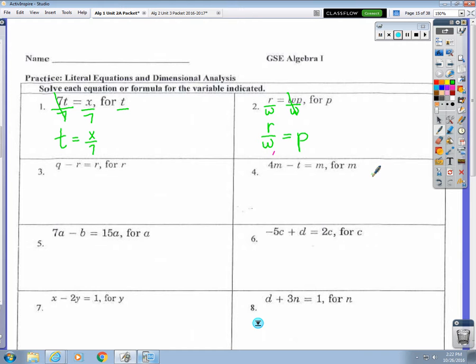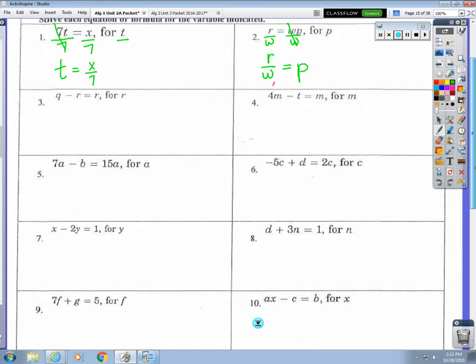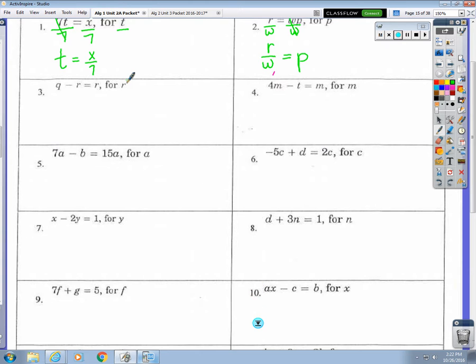Okay, let's get to number 3. We're trying to solve for R. Pay attention, they're getting a little different. We're trying to solve for R, but look, we have R here and an R here. Isn't this a negative 1R and that's a positive 1R? So let's combine them to the same side. I'm going to add this 1R over here. It'll cancel over there, and now I have Q equals 2R.